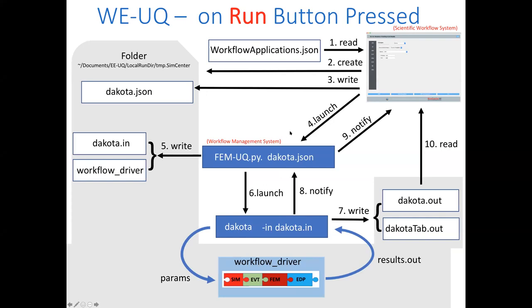More graphically, here's what ultimately is happening. You launch the workflow, it reads some applications file, it creates this folder, temp.simcenter, in your documents directory. It writes the input file for that workflow driver, then it launches that workflow driver with that input file. That workflow driver basically creates the input files for our UQ engine, then it launches the UQ engine. We run multiple times, we get the results.out. And when the whole thing's done, it returns control to the user interface, which then reads the results and presents them to you.